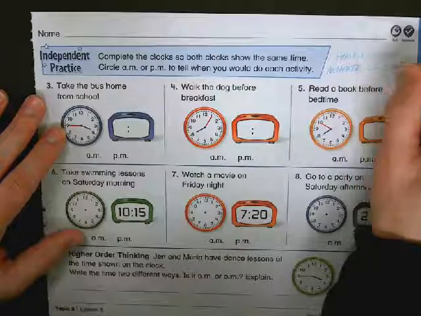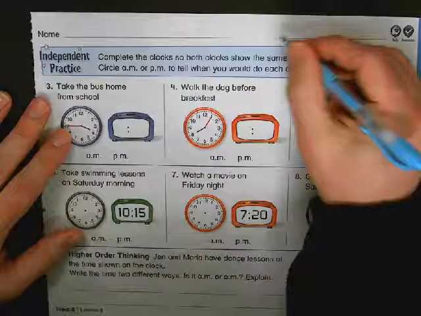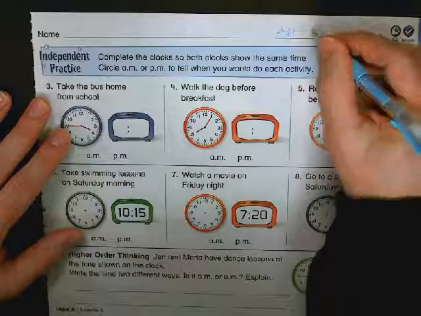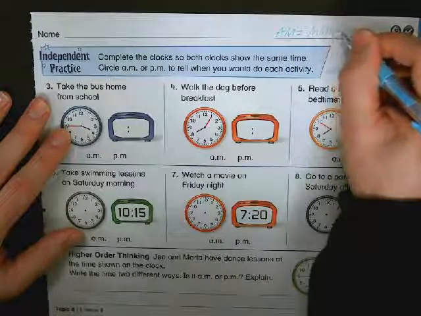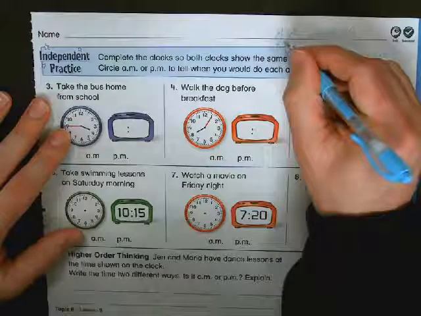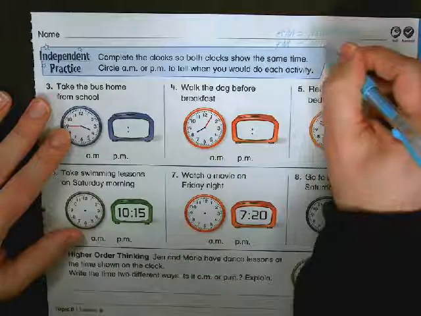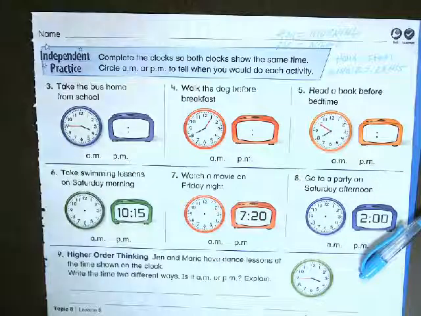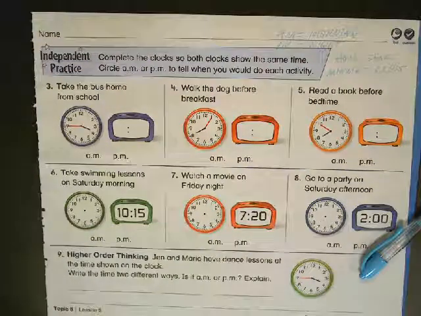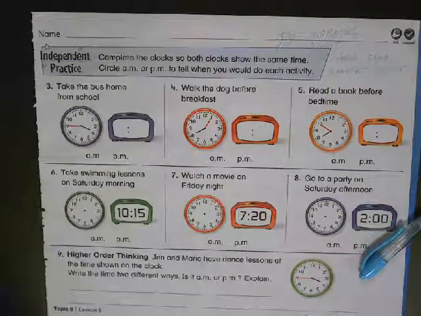Well, that's first. Second, AM: morning. PM: night, afternoon or night. AM, morning. Afternoon, night. Say that out loud to yourself so you can remember it.